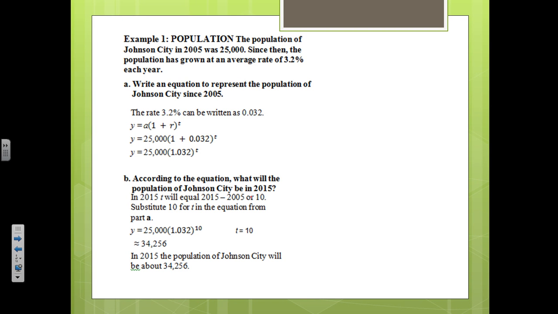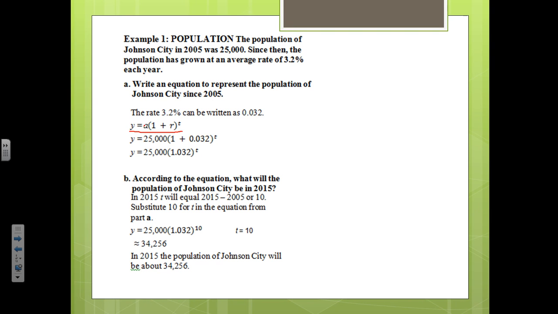So let's take a look at example 1, population. The population of Johnson City in 2005 was 25,000. Since then, the population has grown at an average rate of 3.2% each year. So for A, they want us to write an equation to represent the population of Johnson City since 2005. So the rate is 3.2%. And for that to be written as a decimal, we would write it as 0.032.